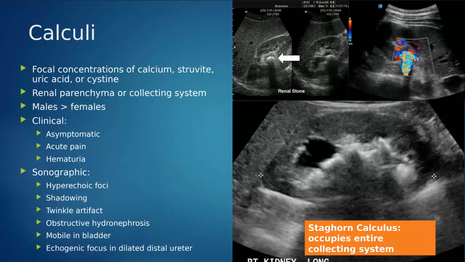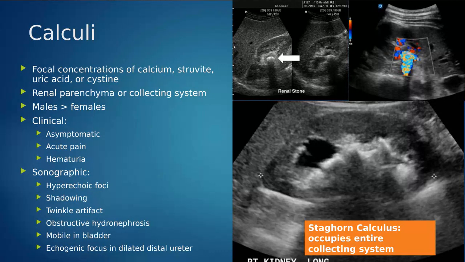On ultrasound, we're going to see a very hyperechoic focus with shadowing, and twinkle artifact when we put color on. Depending on the size and location of that stone, we can see some obstructive hydronephrosis. We can see them moving around and dancing in the bladder, which is kind of neat. And then we could see an echogenic focus in the dilated distal ureter, depending on if it's traveled from the kidney and now it's trying to make its way into the bladder.